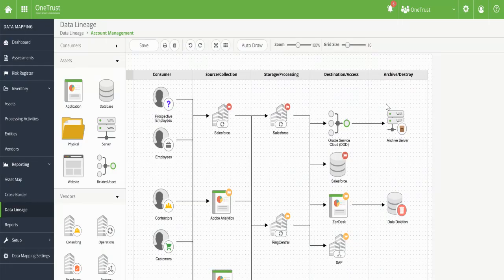Let us look at how data lineage looks. By the way, this lineage is designed on our partner tool OneTrust, a privacy management platform, and it has capabilities to help companies be legally compliant.